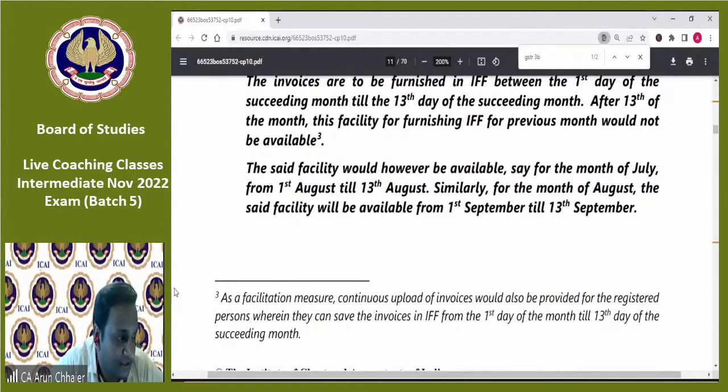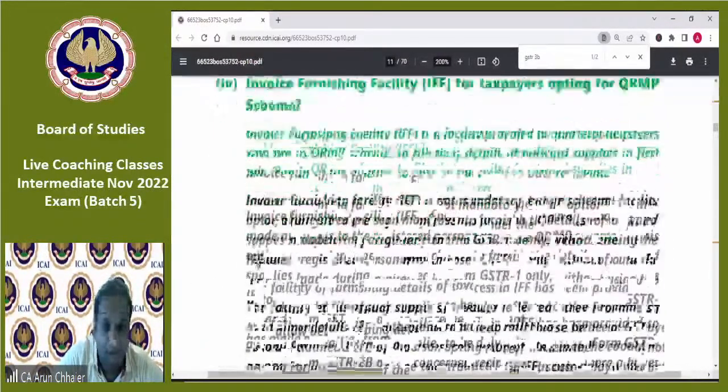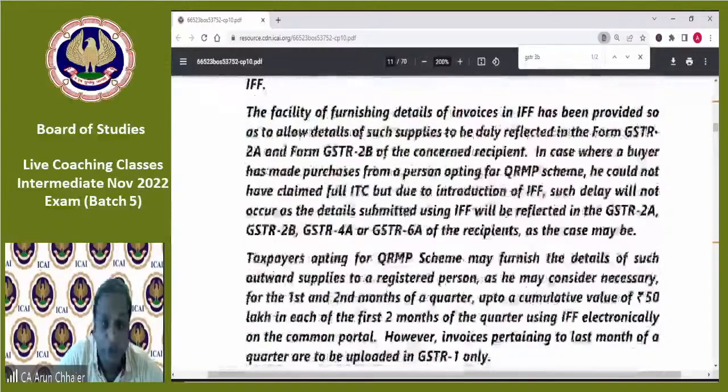Still not clear. Rajinder, please ask the question again. Because nowhere could I see the 2A and 2B concept.